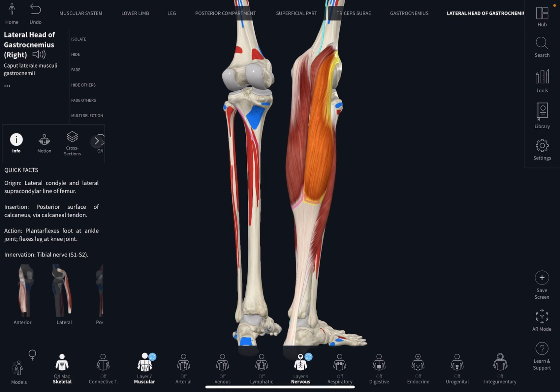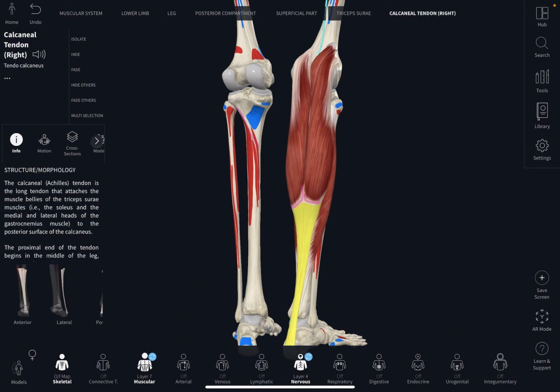Another clinical correlation will be ruptured Achilles tendons. And that is usually caused from a very forceful plantar flexion. It would happen most commonly in middle-aged individuals, and you would just have loss of plantar flexion.